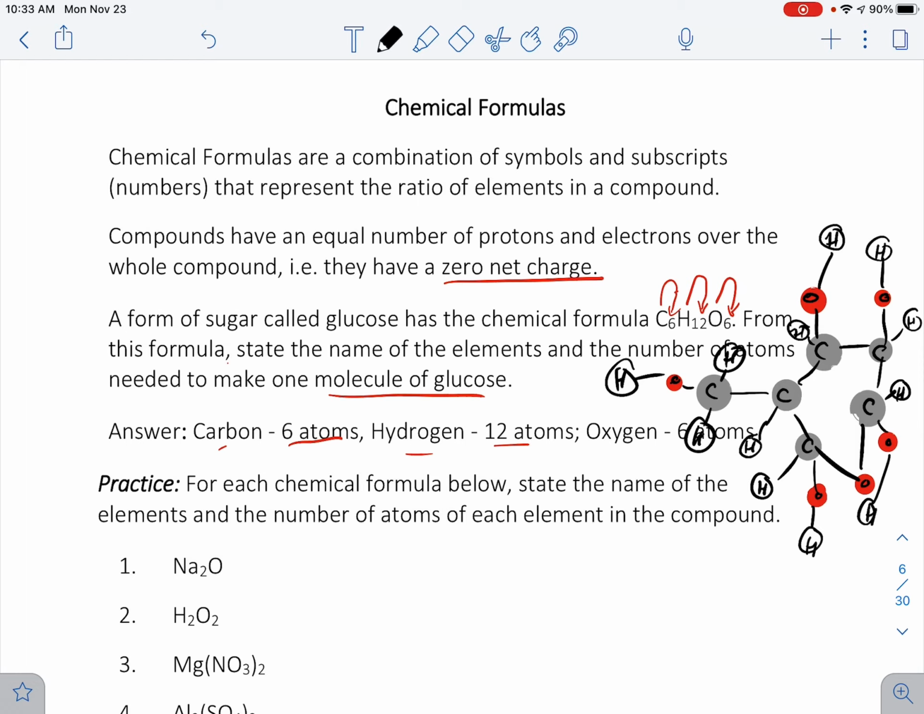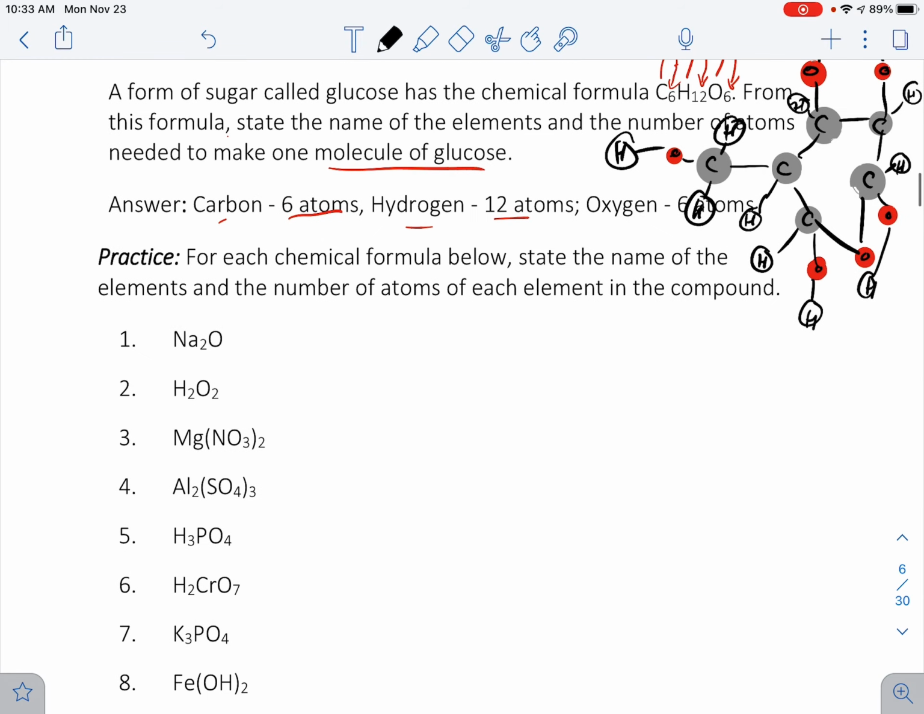Now it takes a long time and a lot of practice to be able to predict what the structure is supposed to look like, but it is possible to do. And you can do it too if you practice enough. You can even start to predict what these structures should look like after some time. So let's look at the next little practice here.